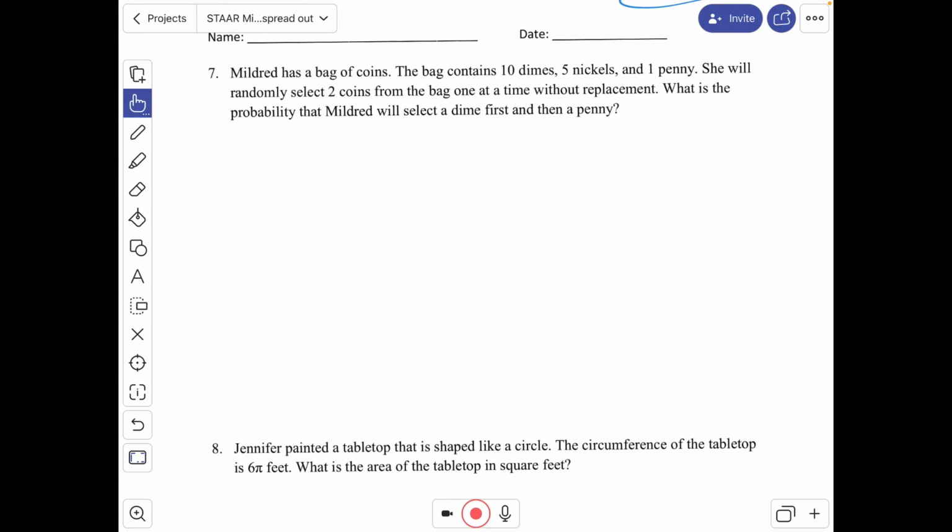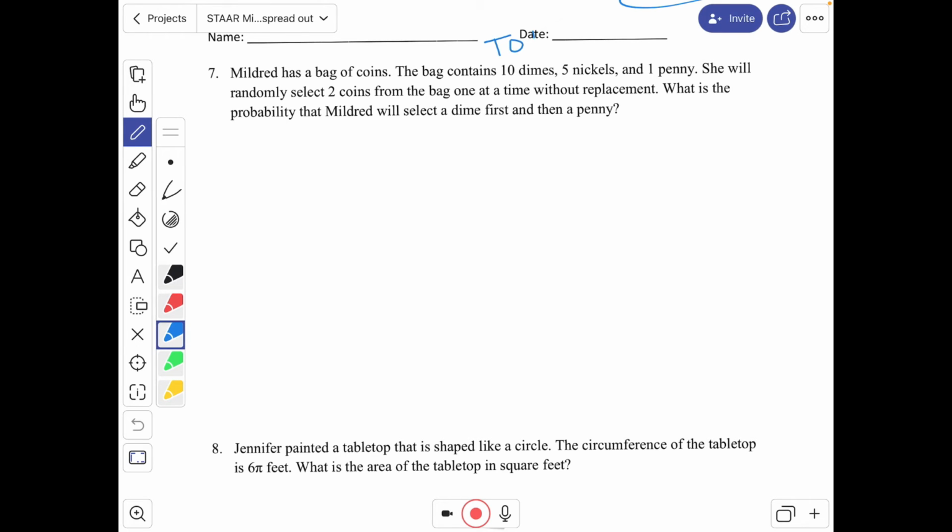Number 7, Mildred has a bag of coins. The bag contains 10 dimes, 5 nickels, and 1 penny. She will randomly select 2 coins from the bag, one at a time, without replacement. What is the probability that Mildred will select a dime first, then a penny?